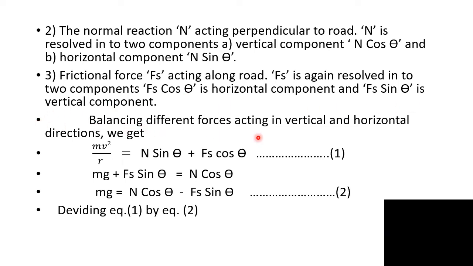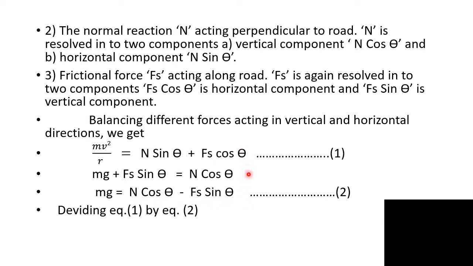Balancing different forces acting on vehicle in vertical and horizontal directions. So in horizontal direction, the centripetal force mv square upon r is provided by N sin theta plus Fs cos theta. In vertical direction, mg plus Fs sin theta equal to N cos theta. This equation can also be written as mg equal to N cos theta minus Fs sin theta.